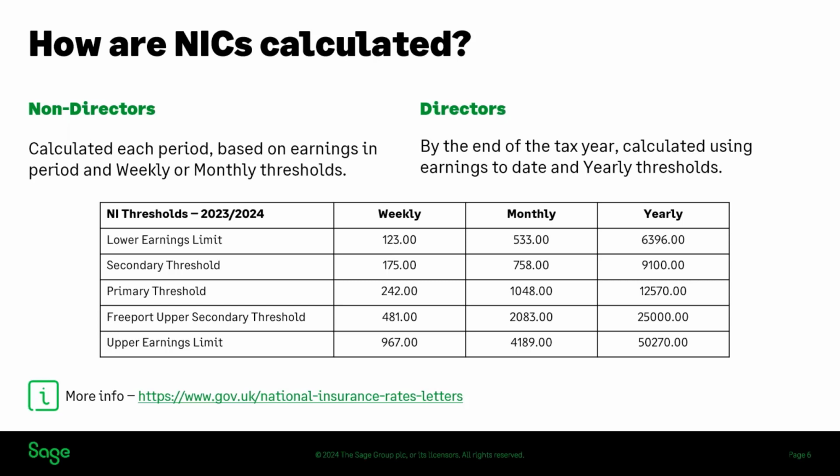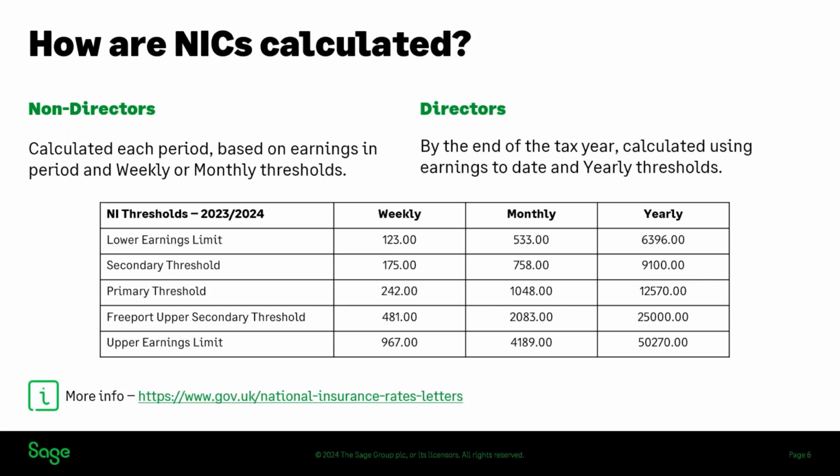Now, the difference for directors is that by the end of the tax year, directors' national insurance must be calculated using their earnings to date and the yearly national insurance thresholds. The reason why I say by the end of the tax year is there are two different methods for calculating directors' NI. Ultimately, it will be done on an annual cumulative calculation, but there is a way where you can use weekly or monthly tables throughout the year and then recalculate the national insurance at the end of the year. We'll discuss that in the next section.